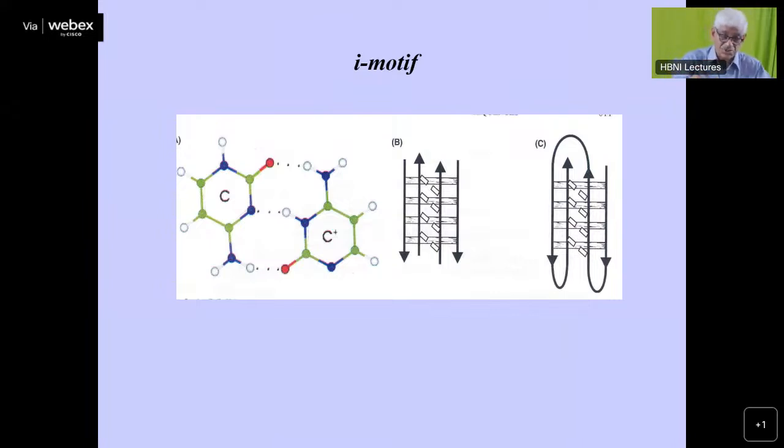Now the C, there are two Cs here. One of the Cs is protonated at one place, therefore it becomes a C+. Typically this is seen at low pH. Low pH conditions are found in some parts of the body, and that C gets protonated. When that happens, it can form a hydrogen bonding scheme like this, CC+. And then you have a structure again for the interdigitated structure.